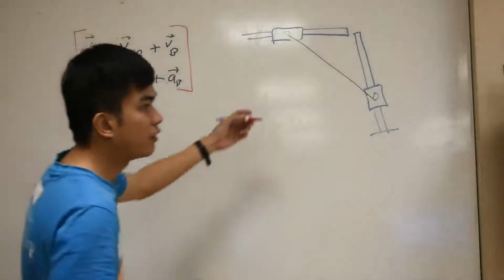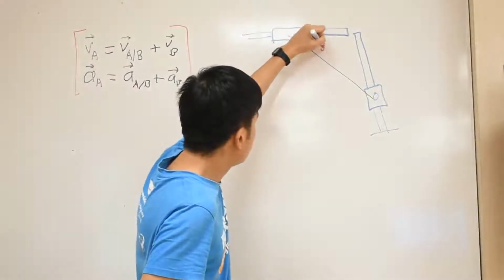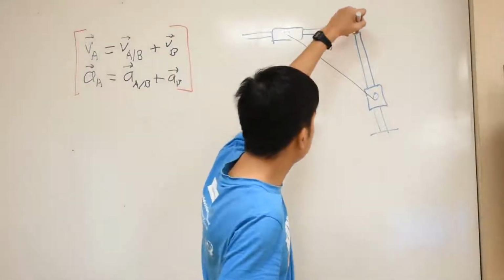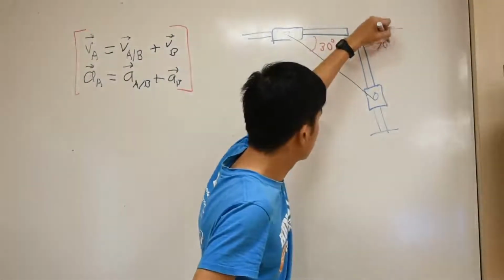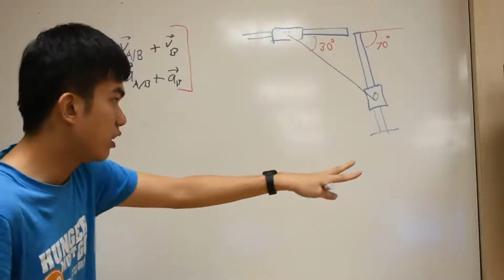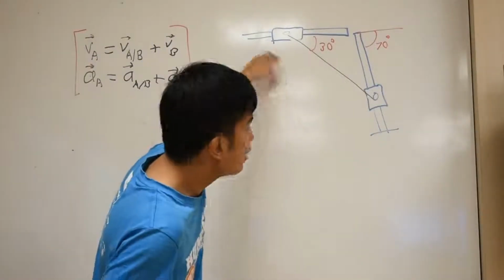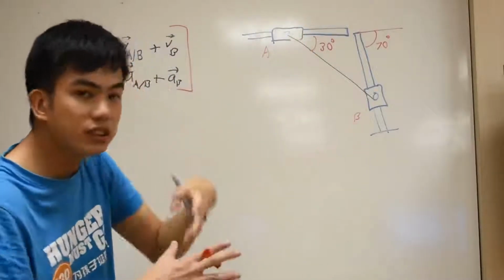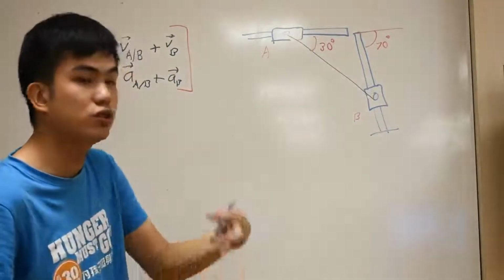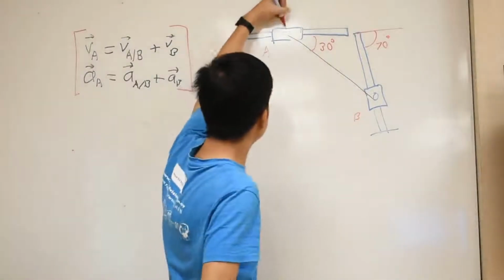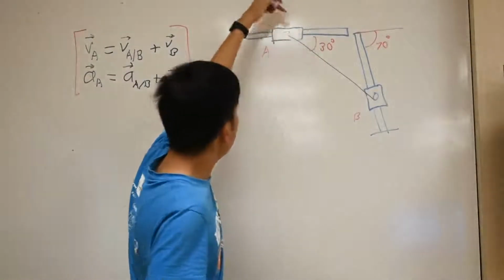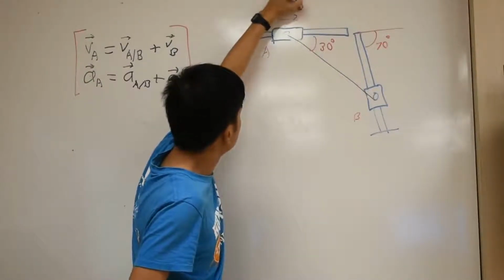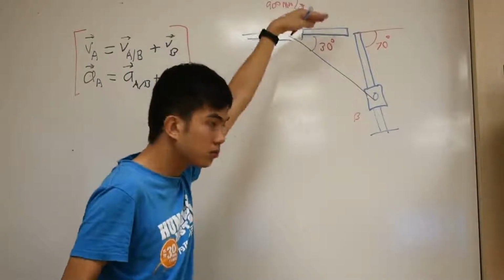First of all, I'm given that this angle here is 30 degrees. Okay? And I'm also given that this is 70 degrees in this case. And according to the question itself, it says that this is A and this is B. And A is moving at a constant velocity of 900 millimeters per second to the right. Meaning to say I can say that this is A, this is B, and so A is moving at 900 millimeters per second to the right.